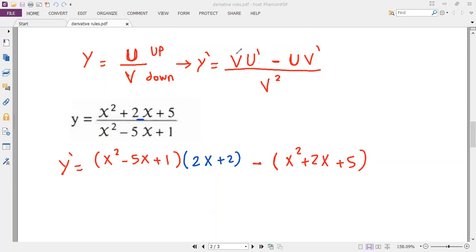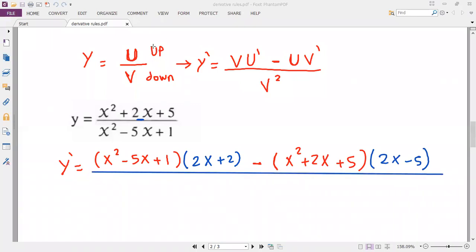And what is the derivative of the denominator? It's x squared minus 5x plus 1. Its derivative is going to be 2x minus 5, over the denominator squared. So write it as x squared minus 5x plus 1, all raised to the power of 2. That is the first derivative of this function.